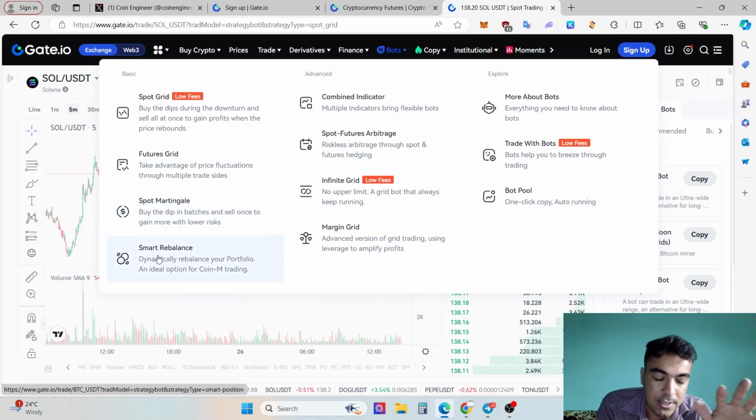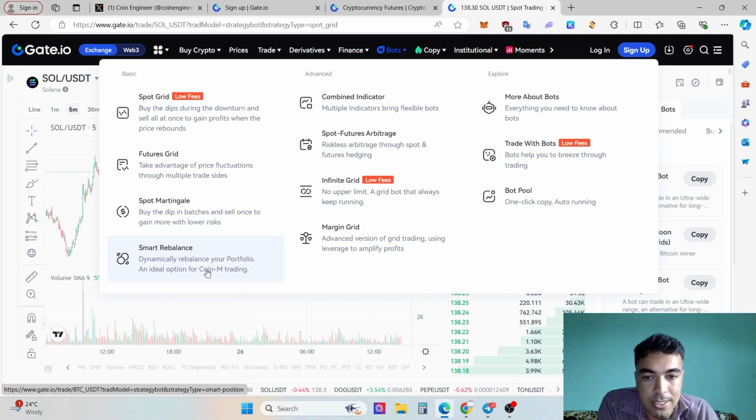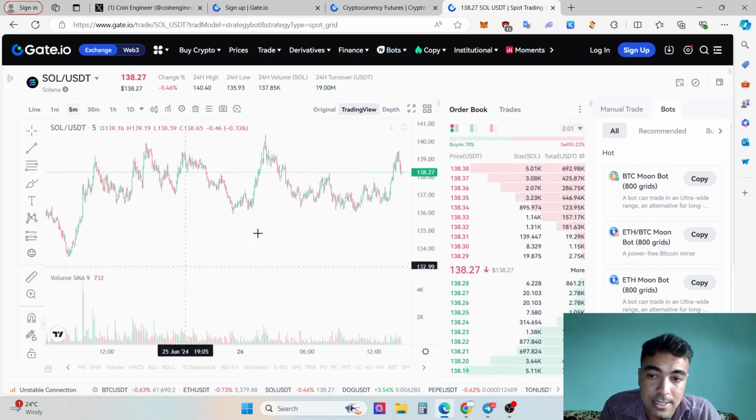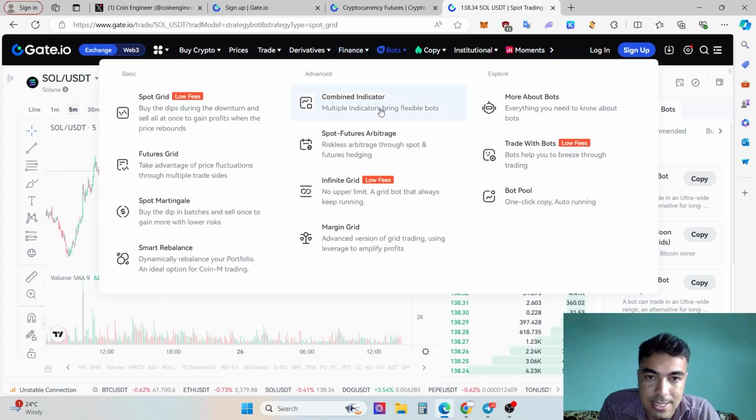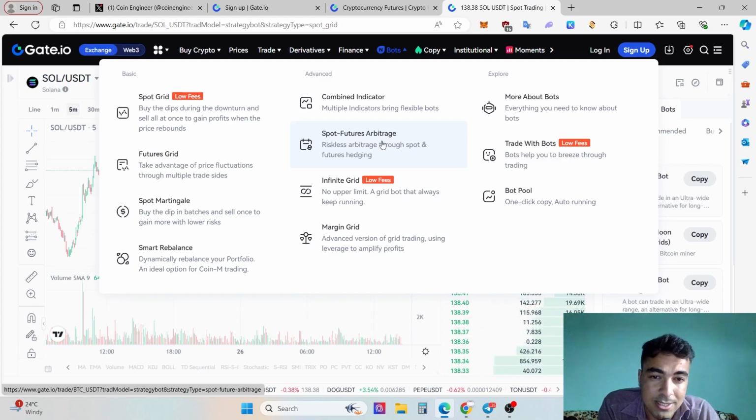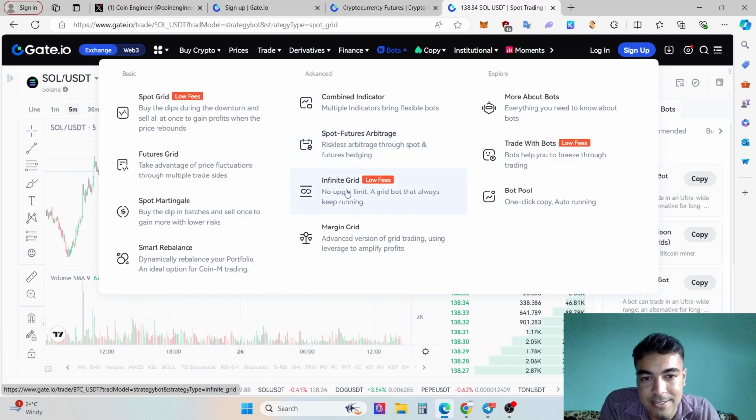And smart rebalance, you can use smart rebalance if you want to create a balanced portfolio using coin M trading. Combined indicators, you can apply indicators into the bot using this. And spot future arbitrage, there is no risk, and you can do arbitrage easily at the Gate.io website. Infinite grid, margin grid, they are all the same.